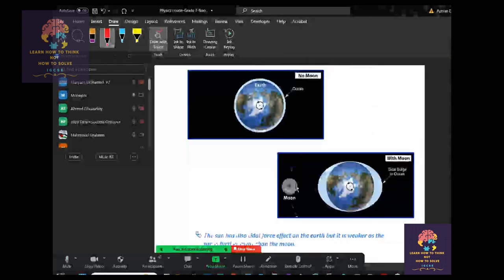Notice what happens here. During the movement of the moon in its orbit, there is a gravitational force between the moon and the earth. What happens? The water surface on the earth moves due to the gravitational force between the moon and the earth.